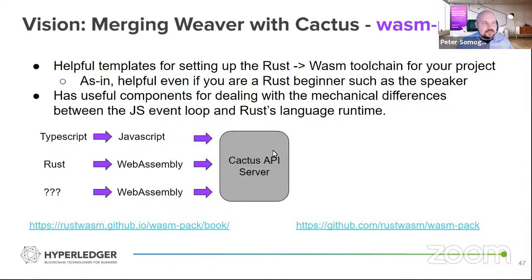And it has useful components to deal with the lower level mechanical differences between the JavaScript environment and the Rust language runtime, meaning that it has components that allow you to write an async Rust function that actually returns a promise to the JavaScript layer. So this way there's a much, much closer working together between the two runtimes.